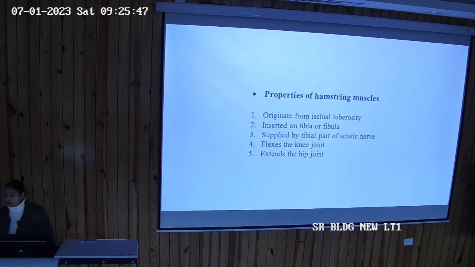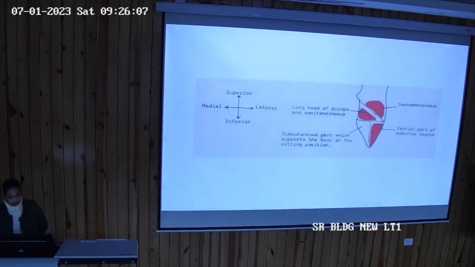That is why they are included in one group. If somebody asks you why they are included in one group, because they originate from ischial tuberosity, get inserted on tibia or fibula, supplied by the tibial part of the sciatic nerve, and they have common action: extends the hip joint and flexes the knee joint.